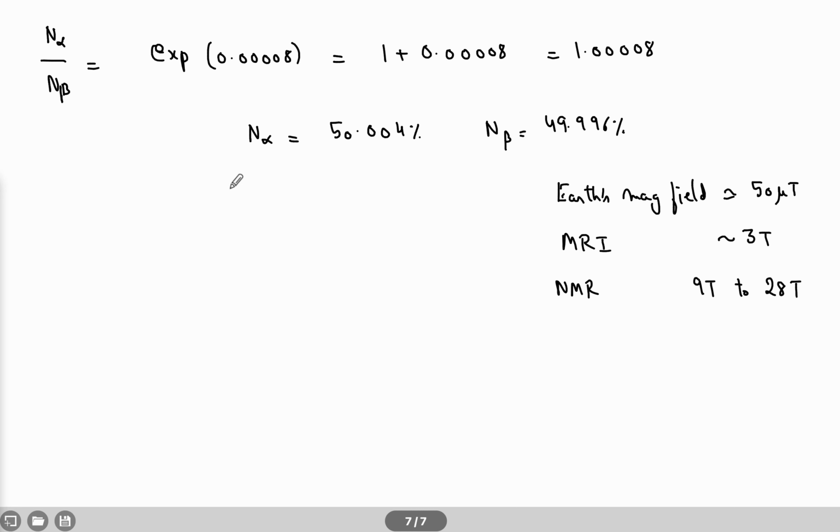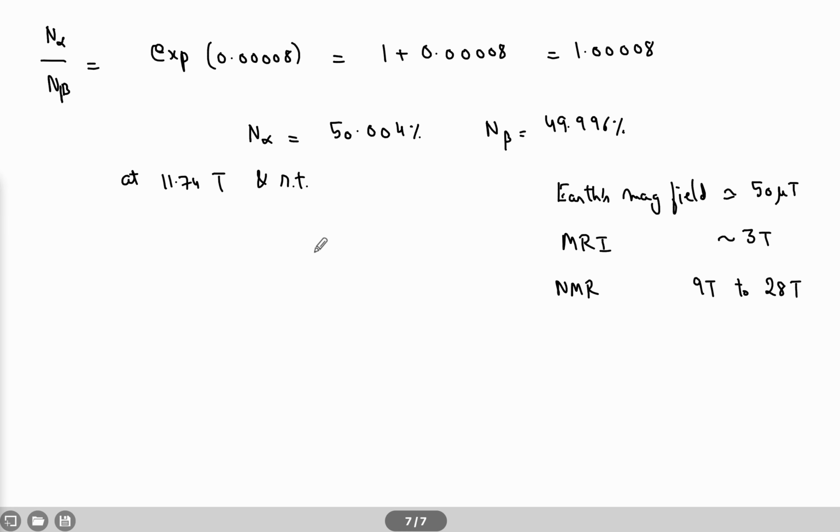And the calculation we have done here is at 11.74 Tesla. Okay, so at 11.74 Tesla and room temperature, the population excess is only 0.008%, right? So that means a very small increase in population in the alpha state as compared to the beta state. The energy difference is so small that almost both the states are equally populated, with a very slight excess in the alpha state as compared to the beta state.